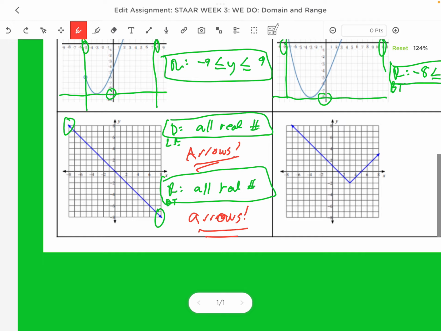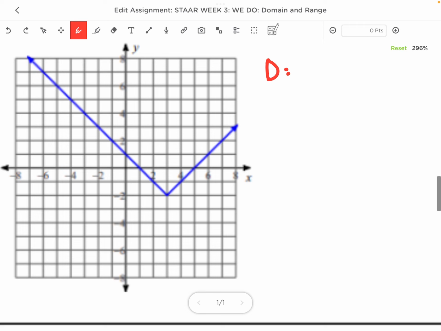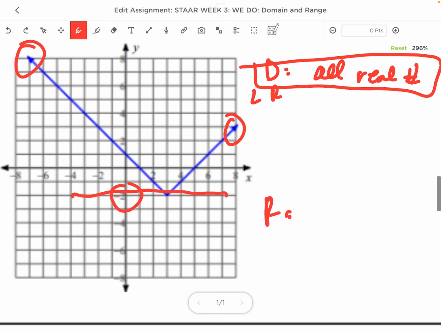All right, let's talk about this last one right over here. See if you can get this last one on your own. All right, we know domain, range. Domain, we know, is from left to right. This keeps going to the left, right? It keeps going to the right. What do we say? That is all real numbers. Boom. All right, what about the range? Range, this one actually goes down as low as that, right? So that's negative 2. We're going to put that over there.